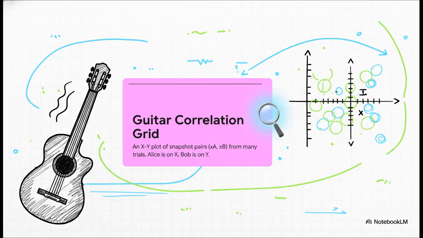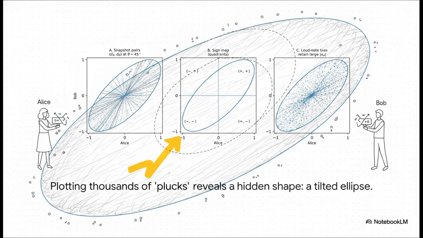To see the pattern, we create what's called a guitar correlation grid. Think of it like an old-school oscilloscope screen. For every single trial, every pluck, we plot Alice's result on the horizontal axis and Bob's result on the vertical axis. Each pluck just becomes a single dot on this grid. And look what happens. As the dots from thousands of plucks pile up, they don't just form some random cloud. No way. They trace out a perfect tilted ellipse.